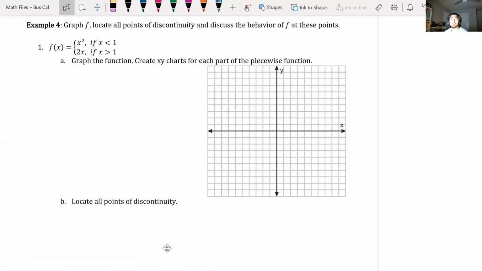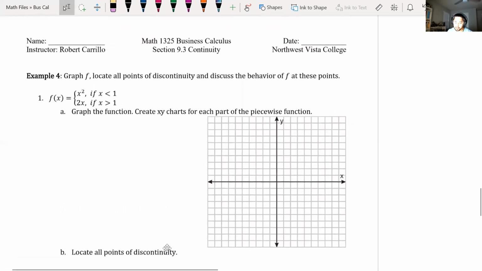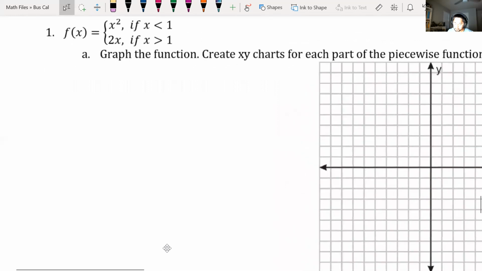All right. Example 4, graph the function f, locate all points of discontinuity, and discuss the behavior of f at these points. Okay, so here we are given a piecewise function again. We saw a piecewise function on Tuesday. So this wants us to graph the piecewise function. And one of the easiest ways to do that is to make XY charts and pick points based on the restrictions given. So let's run through this really fast.